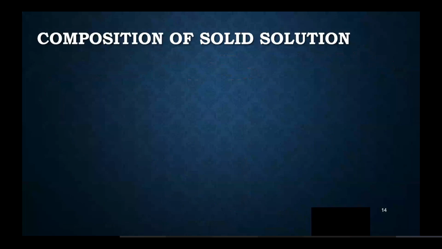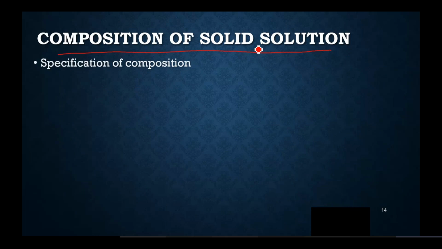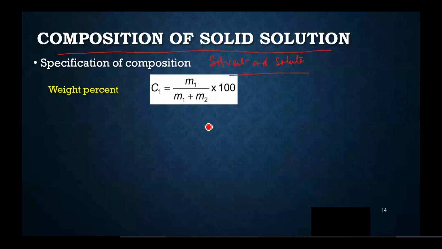Moving on towards the composition of solid solution. Normally, compositions are expressed in terms of weight percent. When we say composition, we mean that there is a solvent and solute present. When we are referring to composition, we know that there are two or more than two elements involved. So when we are talking about weight percent of element 1 in a material, we are basically referring to the mass of element 1 divided by the total mass multiplied by 100%.